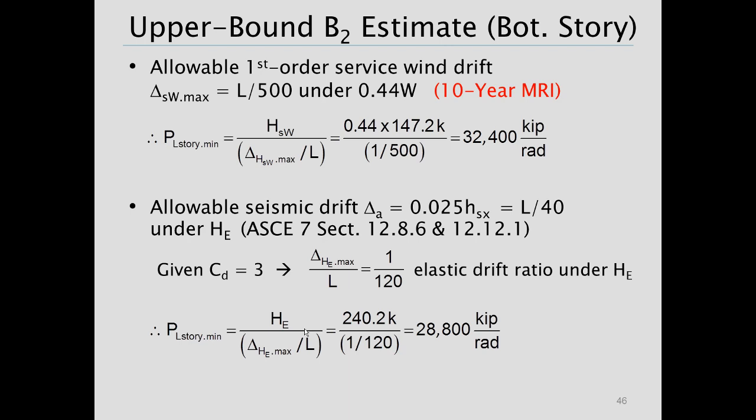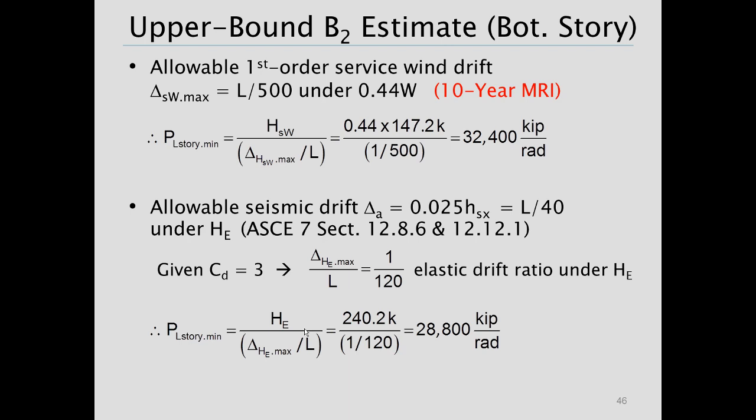Our C sub D factor for the seismic design here is 3, though. And so if we're really talking about what's the elastic drift given the seismic story shear, I'm calling H sub E here, then that drift ratio is 1/3 of 1 in 40. That's 1 over 120. That'd be our elastic drift ratio under the seismic story shear H sub E.